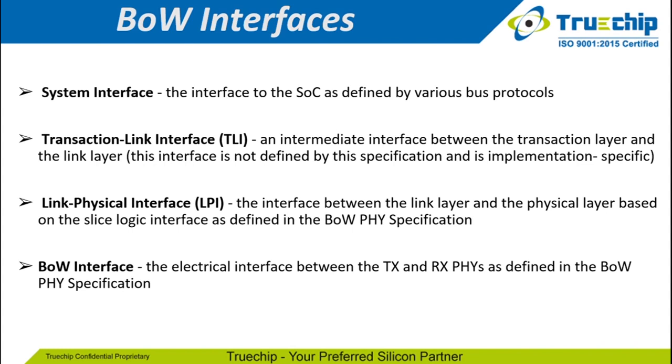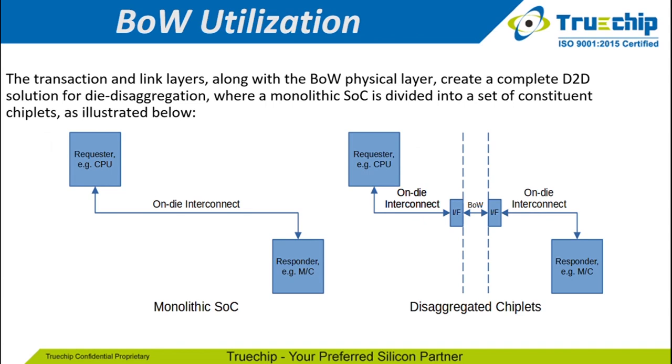Here are the BoW interfaces. The first one, system interface, which is the interface to the SoC as defined by various bus protocols. The second, transaction link interface, which is an interface between the transaction layer and the link layer. This interface is not defined by this specification and is implementation specific. Link physical interface, the interface between the link layer and the physical layer based on the slice logic interface as defined in the BoW specification. The BoW interface, which is the electrical interface between the TX and RX files as defined in the BoW specification.